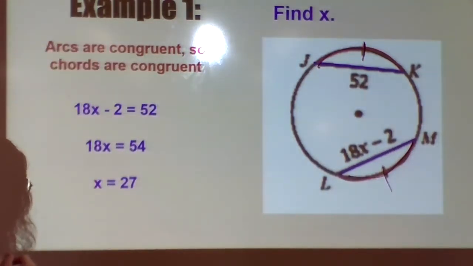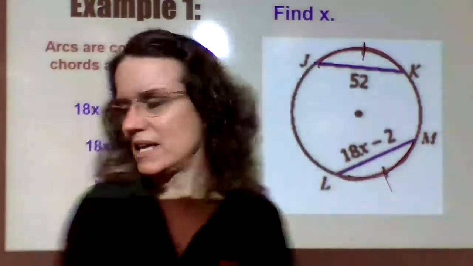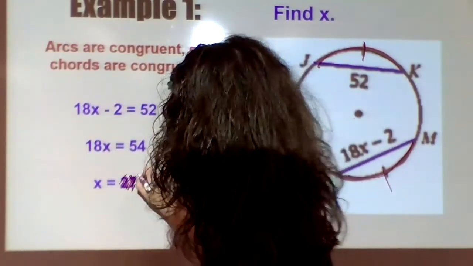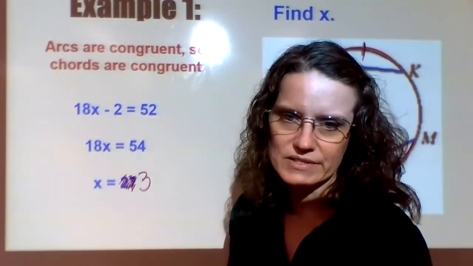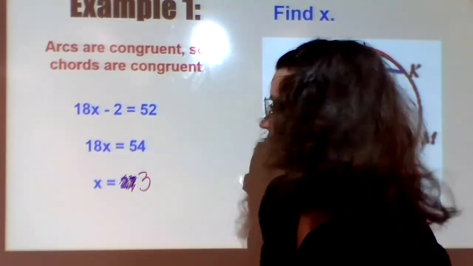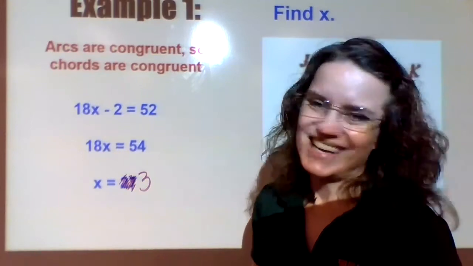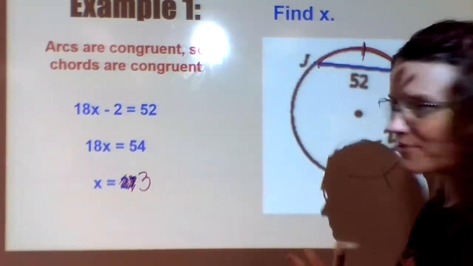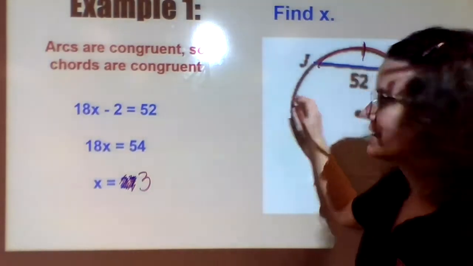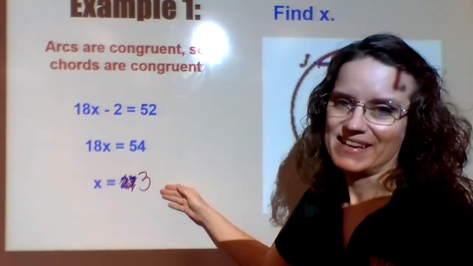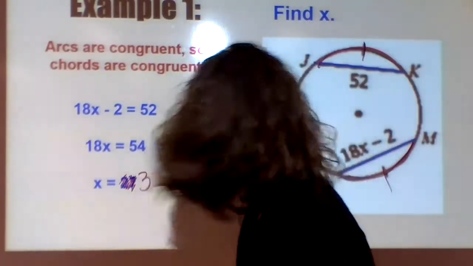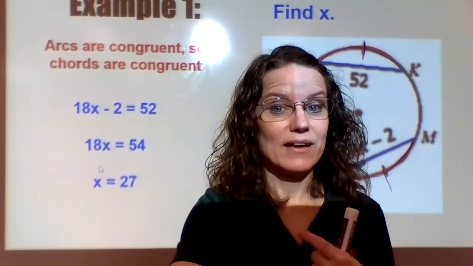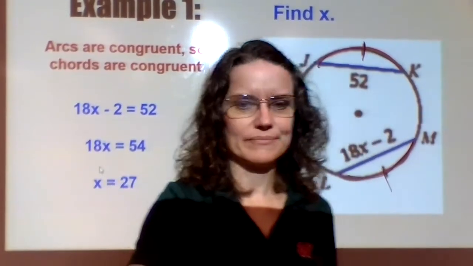Hold on. Shouldn't have been 27. Should have just been 3. Mrs. Cerna cannot math. X is just 3, not 27. But yeah, you use the fact that the arcs are congruent to get the chords are congruent, and because they're congruent, you can find x. Good job, me. I did so well. I hope you caught that before I said it. Hope you realized that there was something goofy there.